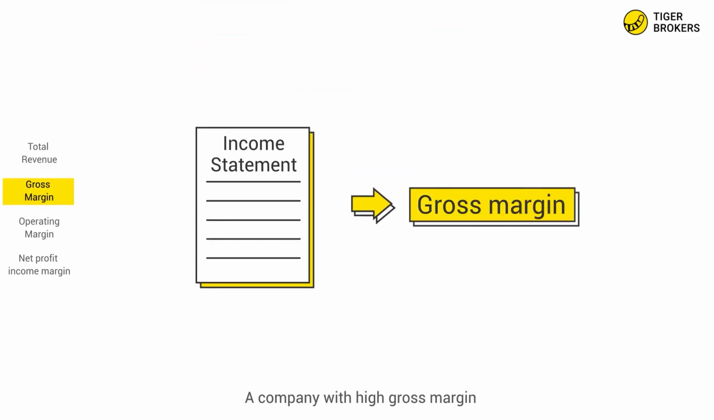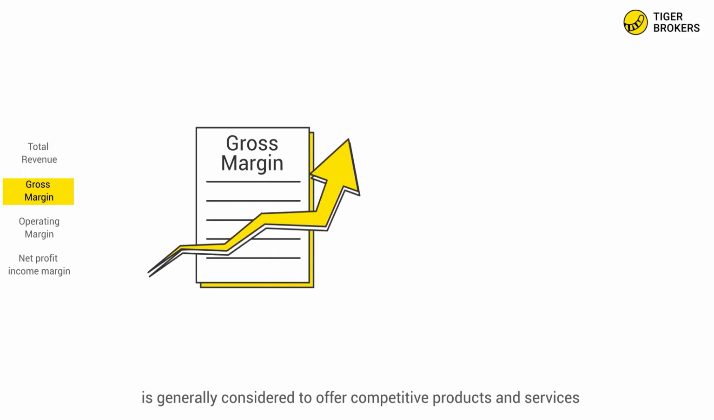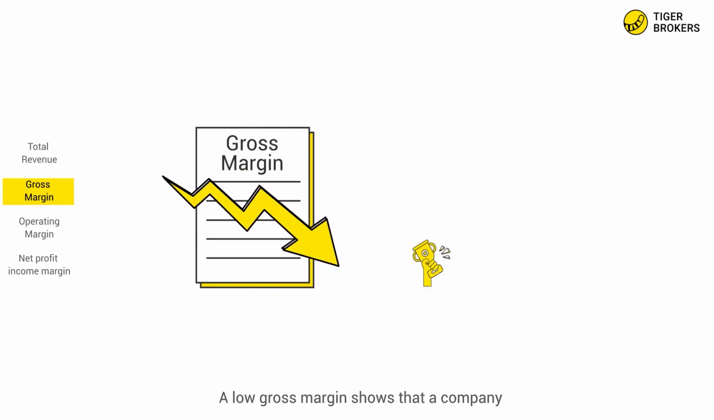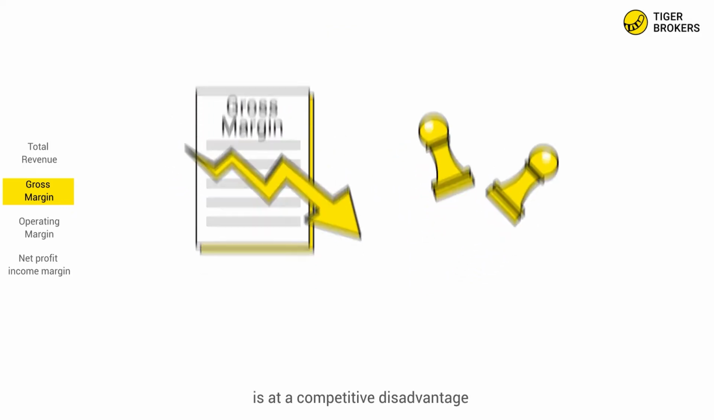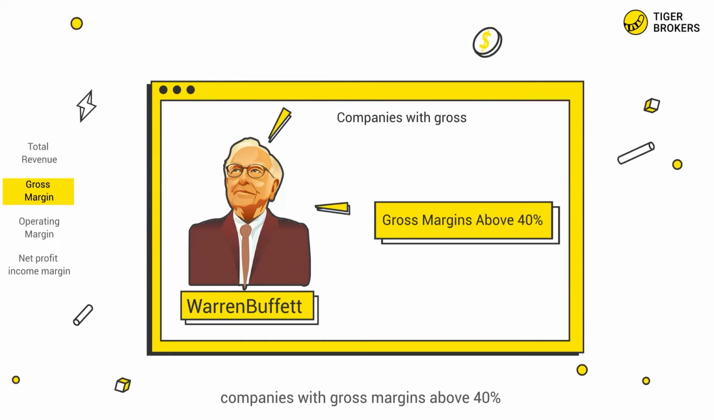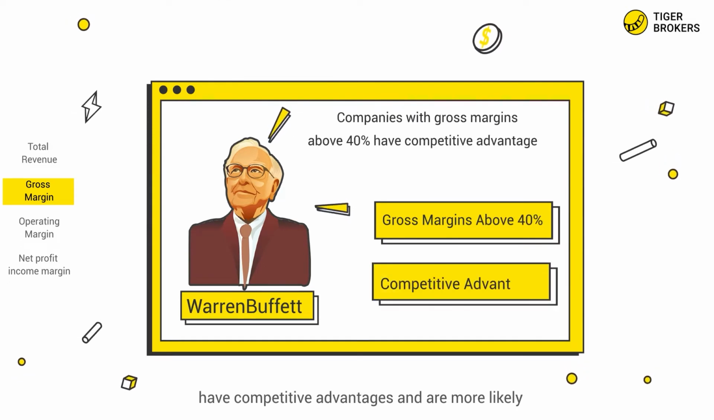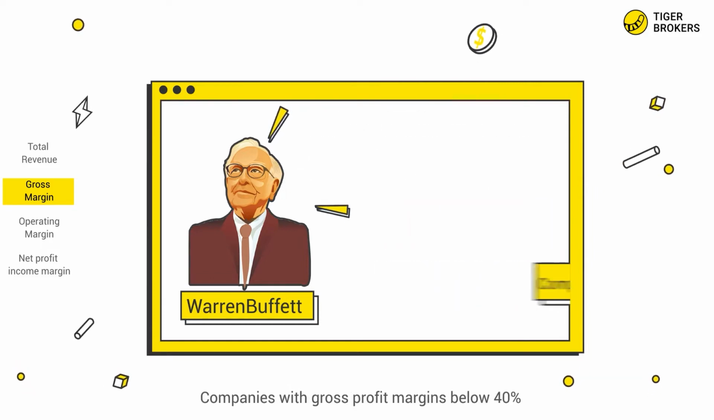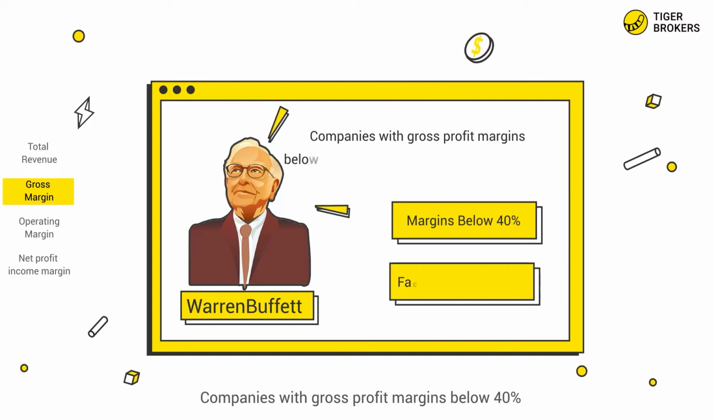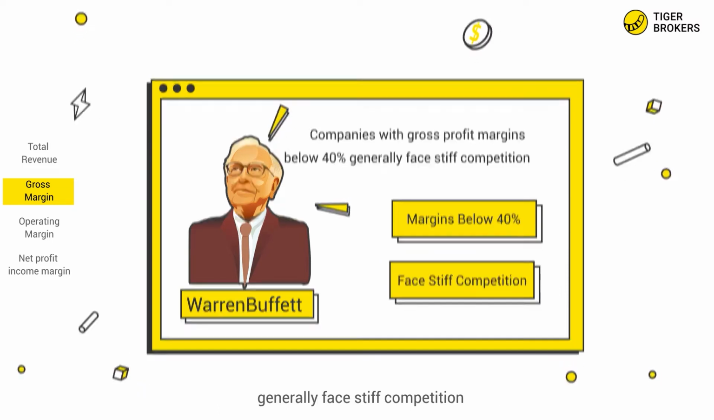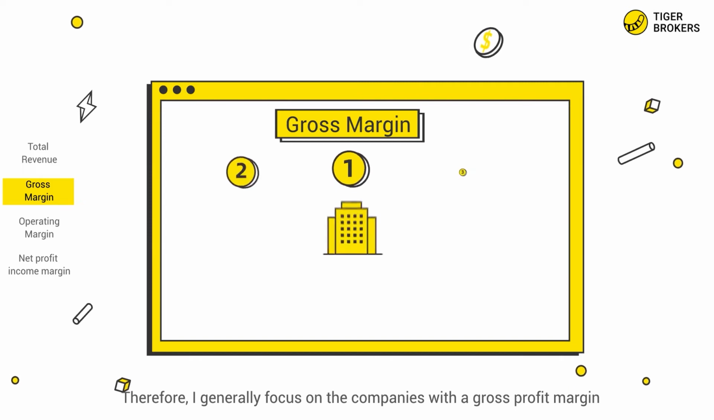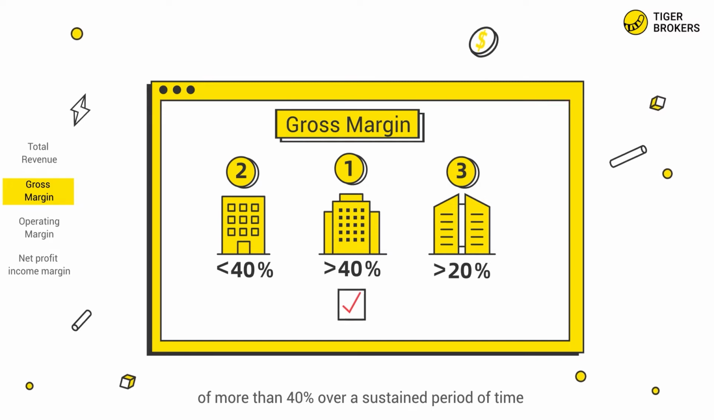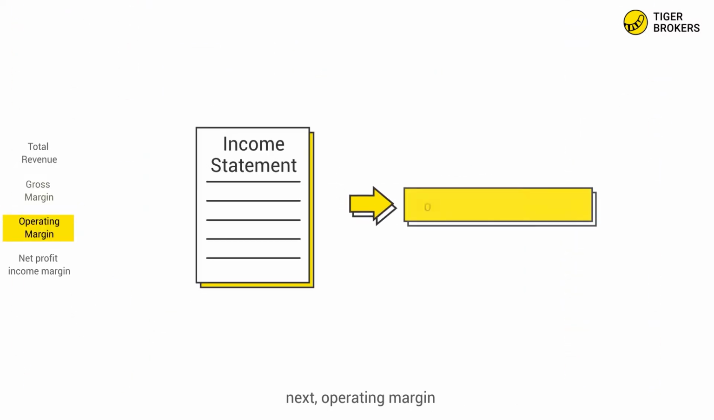2. Gross margin. A company with high gross margin is generally considered to offer competitive products and services. A low gross margin shows that a company is at a competitive disadvantage. According to Warren Buffett, companies with gross margins above 40% have competitive advantages and are more likely to be in a sustainable leading position in the industry. Companies with gross profit margins below 40% generally face stiff competition. Therefore, I generally focus on the companies with a gross profit margin of more than 40% over a sustained period of time. Next, operating margin.